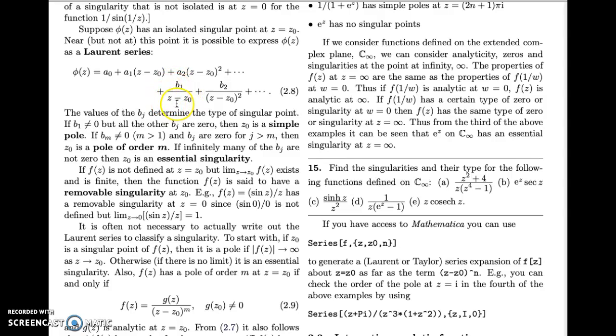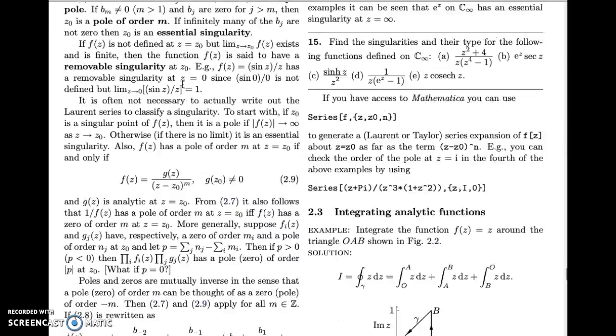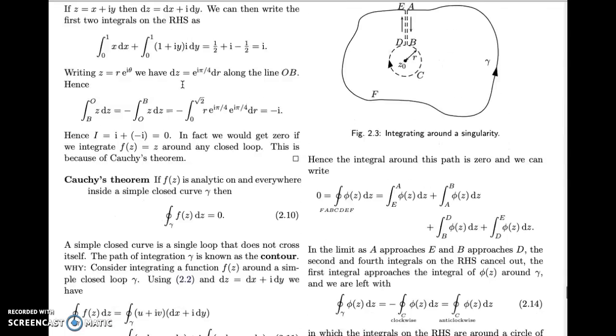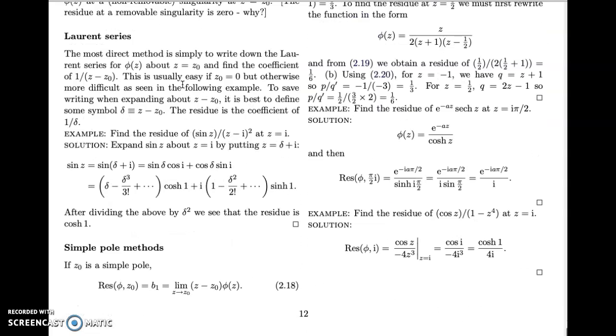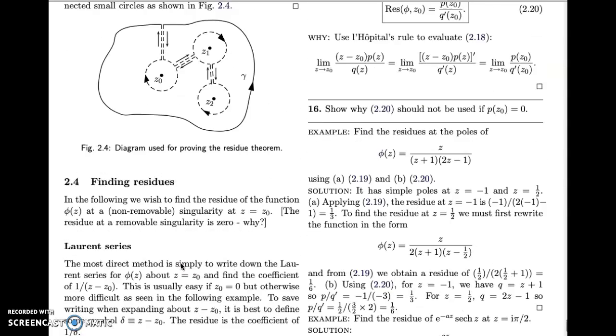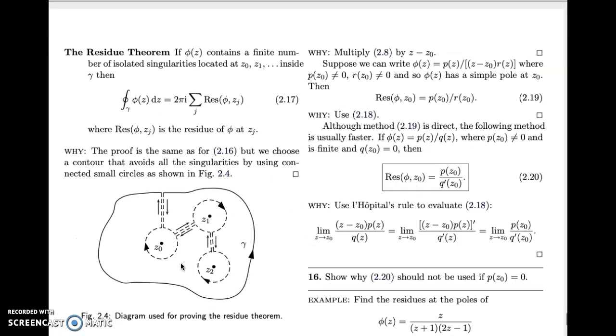If I multiply this by Z minus Z0, then I just get B1. The Z minus Z0 cancels. And if it's a simple pole, B2, B3, etc. are already 0. So we just get left with B1. So it's easy to see why that method works. So this is really pretty much a direct method. It's not quite as direct as obtaining the Laurent series, but it's pretty close.